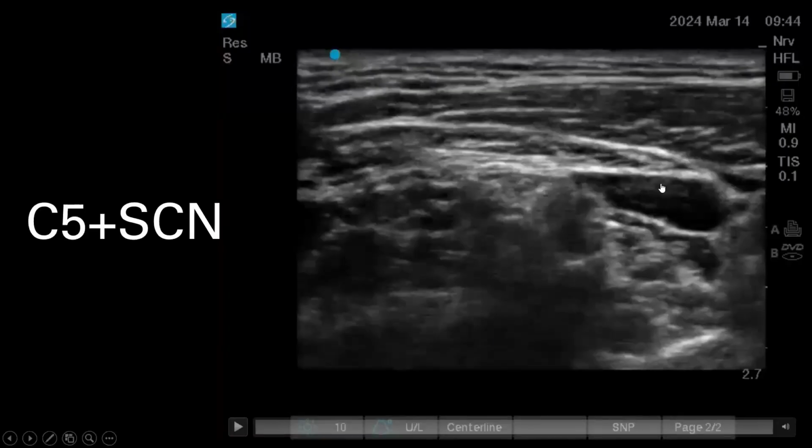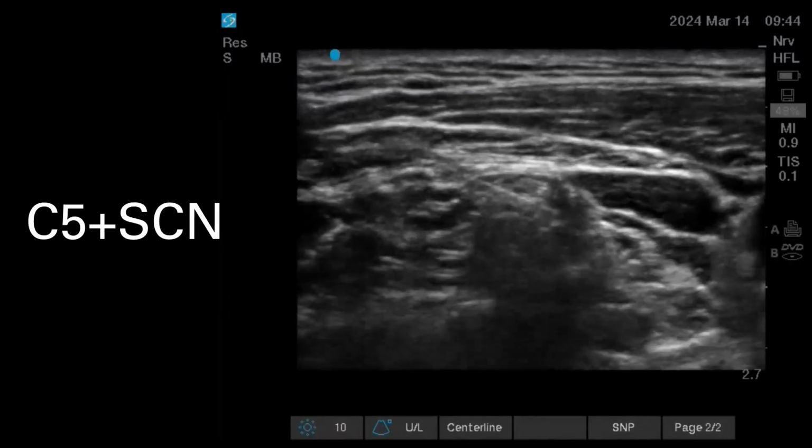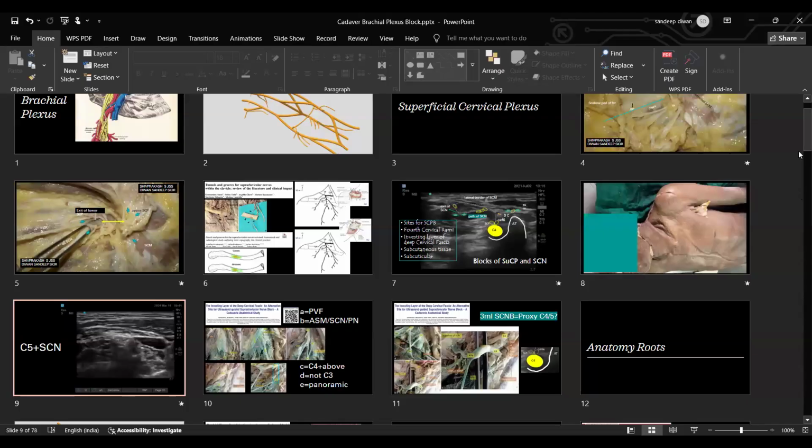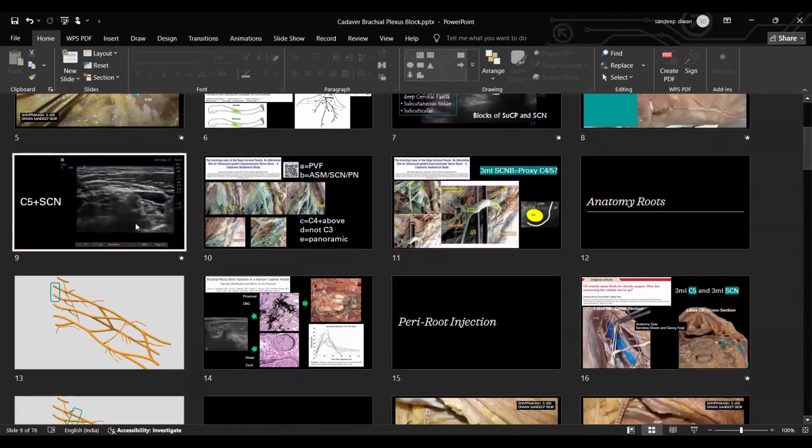So now, if you look at the block in particular, I think this slide should not have been here actually. So this comes.